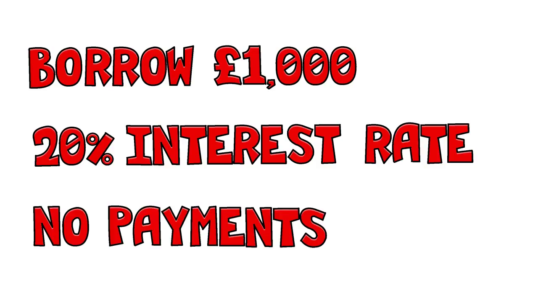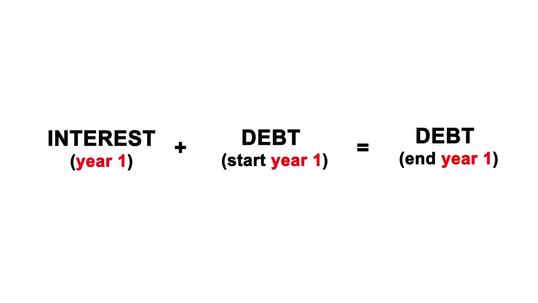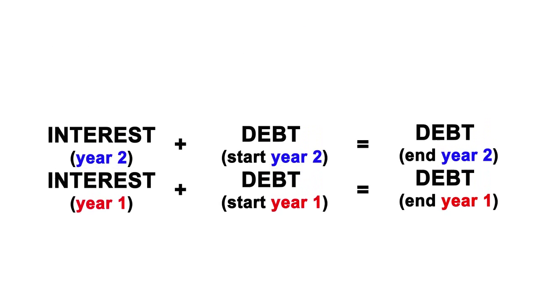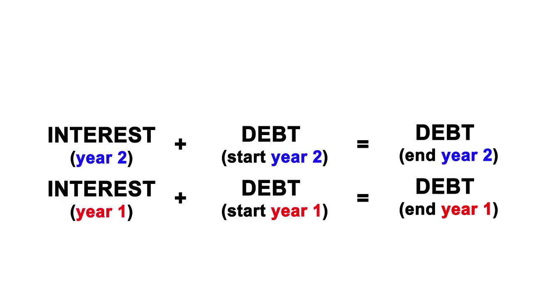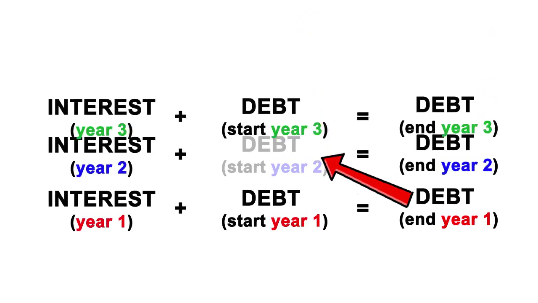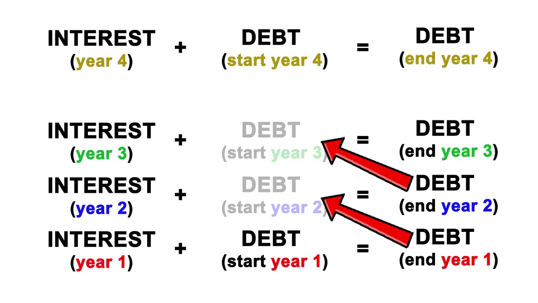don't make any payments. To work out your debt at the end of the first year, all you have to do is calculate the interest for the year and add it onto your debt at the start of the year. And for the second year and all the years after that, you just do the same thing again and again. Calculate your interest and add it onto your debt at the start of the year. Your debt at the end of one year is the same as your debt at the start of the next year. So the only thing you have to work out is the interest for each year.